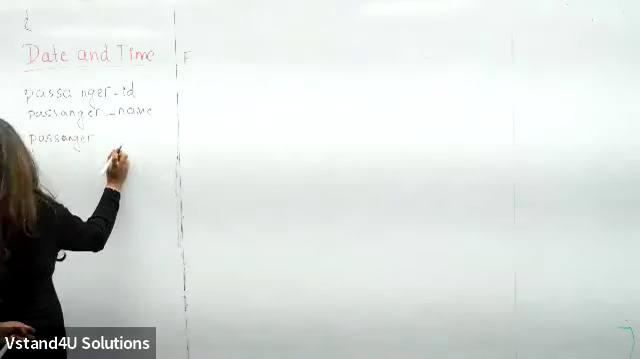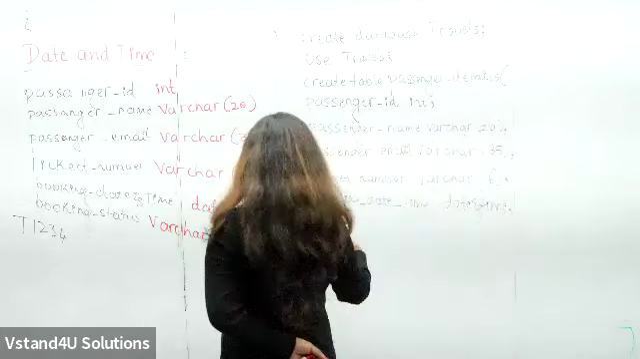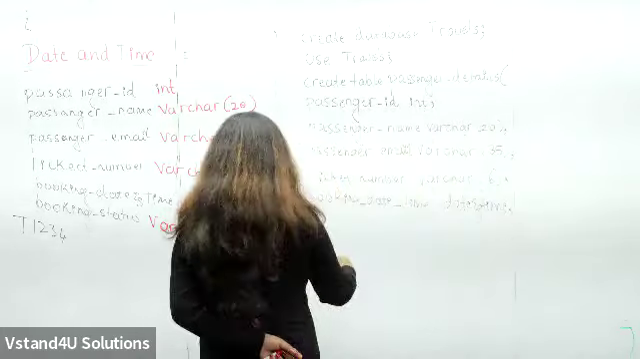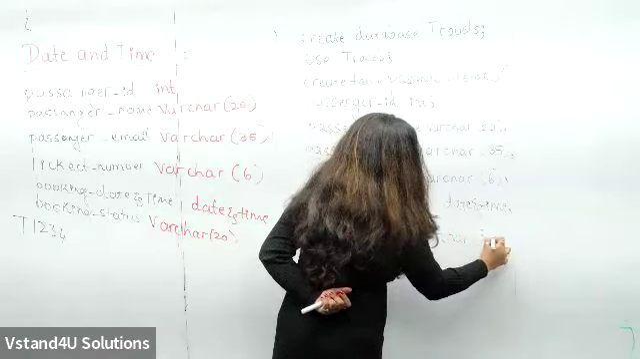Booking date and time. How will you write for this? What is the data type? The data type is date and time. Yes or no? Next one. You have something called booking status. What is the data type? The data type is varchar. And what is the size? That's all.